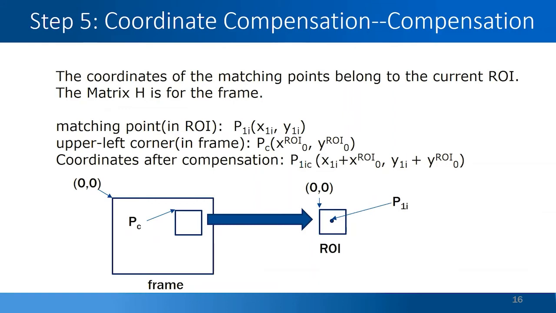The coordinates of the matching points are in Li. The matrix H is for the frame. FSE-MV compensates the upper left corner of Li in the frame, as shown in the picture. This is the matching point coordinate in Li. This is the upper left corner of Li's coordinates in the frame. We add them, and then the coordinates after compensation can use H for coordinate conversion.